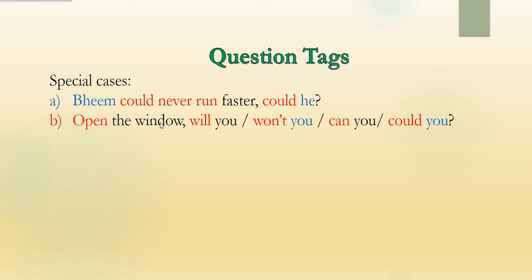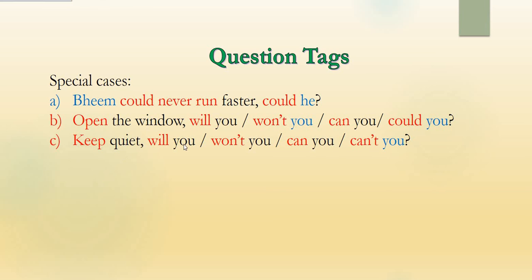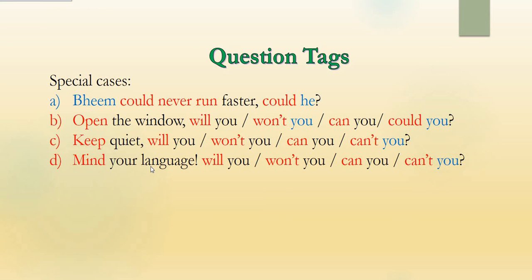See this sentence. Open the window. Here there is no subject. The sentence starts with the verb only. So, how to convert this? We can say, will you, won't you? Can you, could you? Because open the window is either an order or an instruction. So, according to the situation, we can use the question tags like will you, won't you, can you, could you. Keep quiet. Will you, won't you, can you, can't you, or could you also you can say. Mind your language. Again, this is an instruction or an order. So, will you, won't you, can you, can't you, could you.